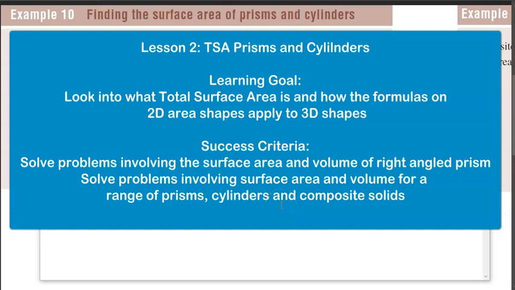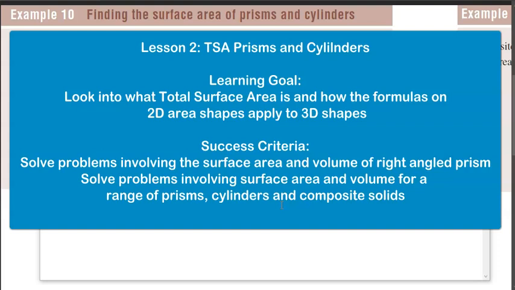This is lesson 2 for the total surface area and volume unit of work. And this will be looking at the total surface area of prisms and cylinders. The learning goal for this one is to look into what total surface area actually is and how the formulas on 2D area shapes can apply to 3D shapes in regards to the total surface area.